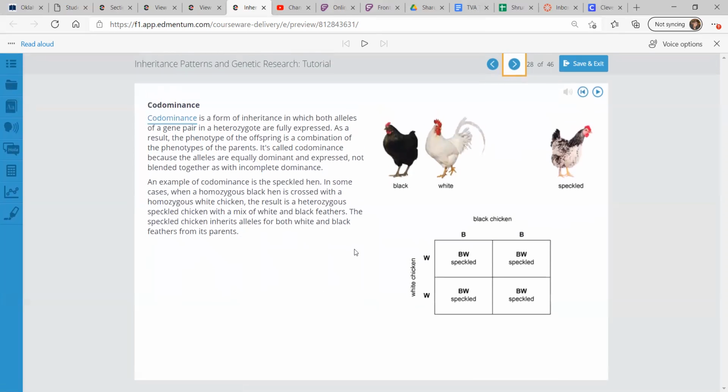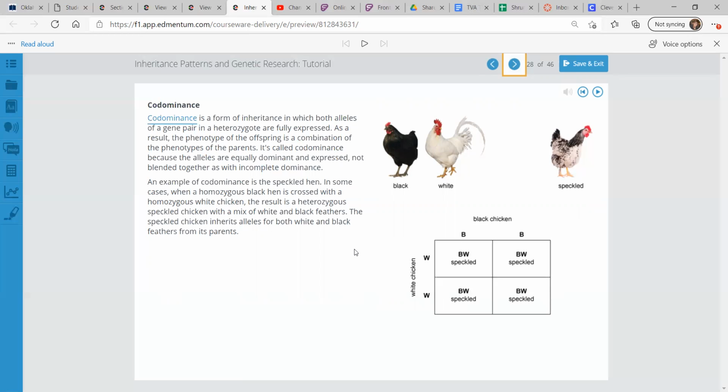Codominance. Codominance is a form of inheritance in which both alleles of a gene pair in a heterozygote are fully expressed. As a result, the phenotype of the offspring is a combination of the phenotypes of the parents. It's called codominance because the alleles are equally dominant and expressed, not blended together as with incomplete dominance.